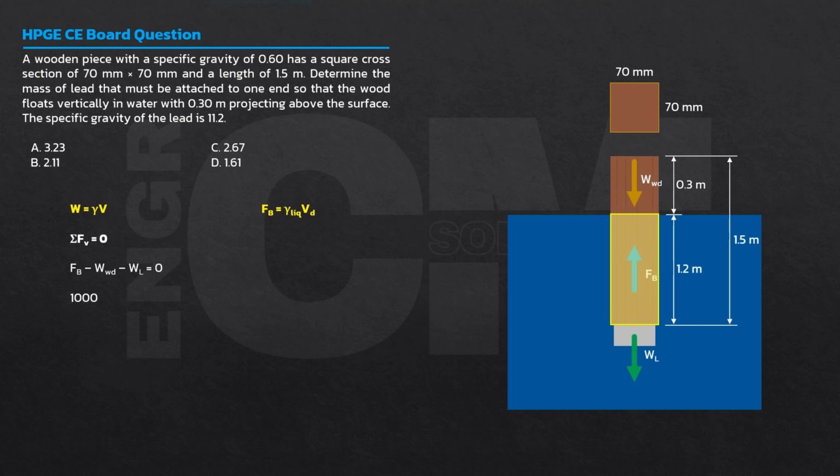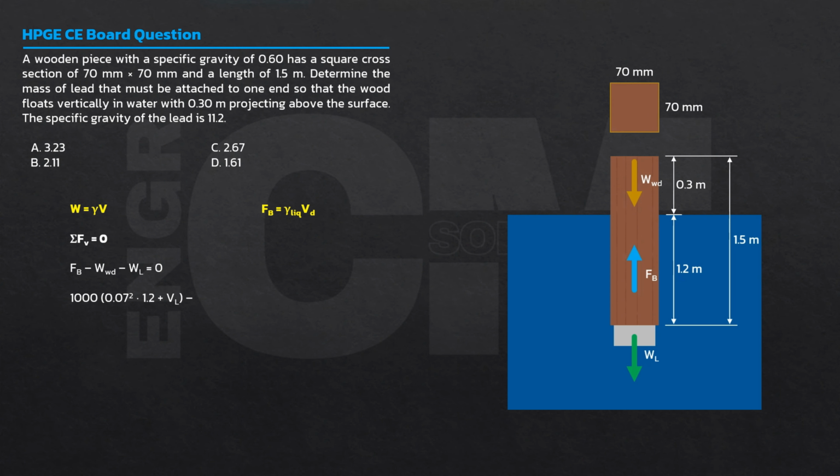Volume ng wood muna tayo. That is 0.07 square meter times volume submerged, times the height of 1.2. Volume displaced pa yan ng wood. Then volume of the lead, which is hindi natin alam. Yung meron lang is the specific gravity of the lead. Ito is just the buoyant force in terms of kilogram.